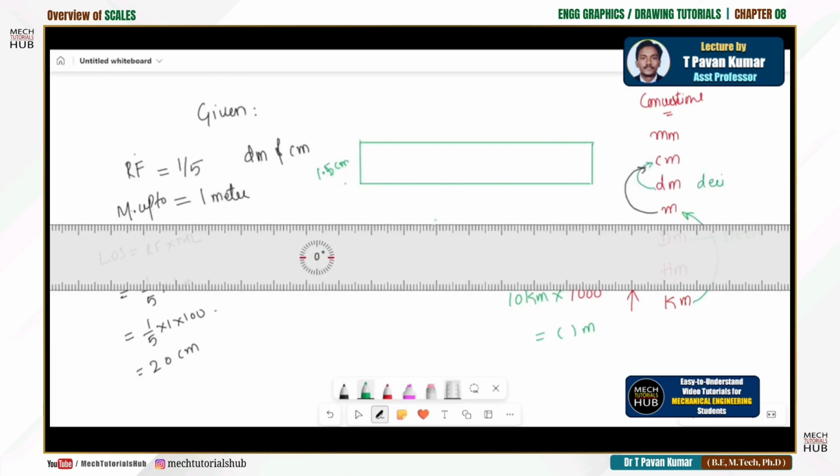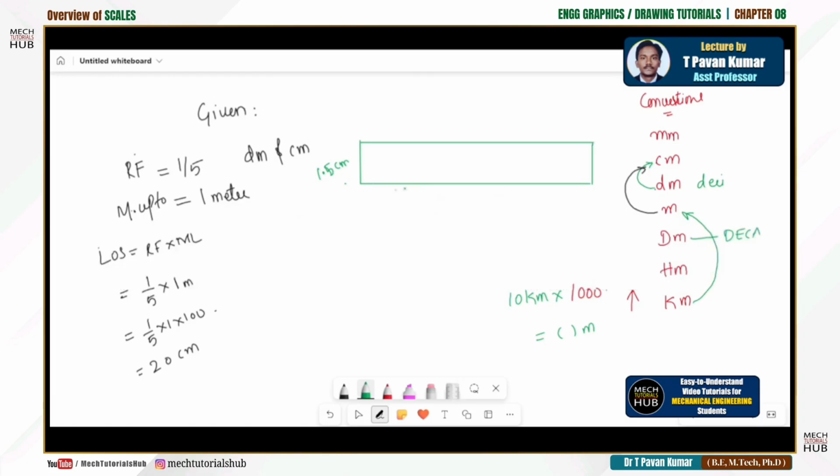Now I need to divide this. I just need to convert the complete thing into a scale. Before converting that into a scale, let us see what exactly the scales are and how they are classified. Coming to the scales, there are four types. Number one, plane scale. Number two, diagonal scale. Then you have vernier scale. Fourth one, comparative scale. Now we are discussing a plane scale.